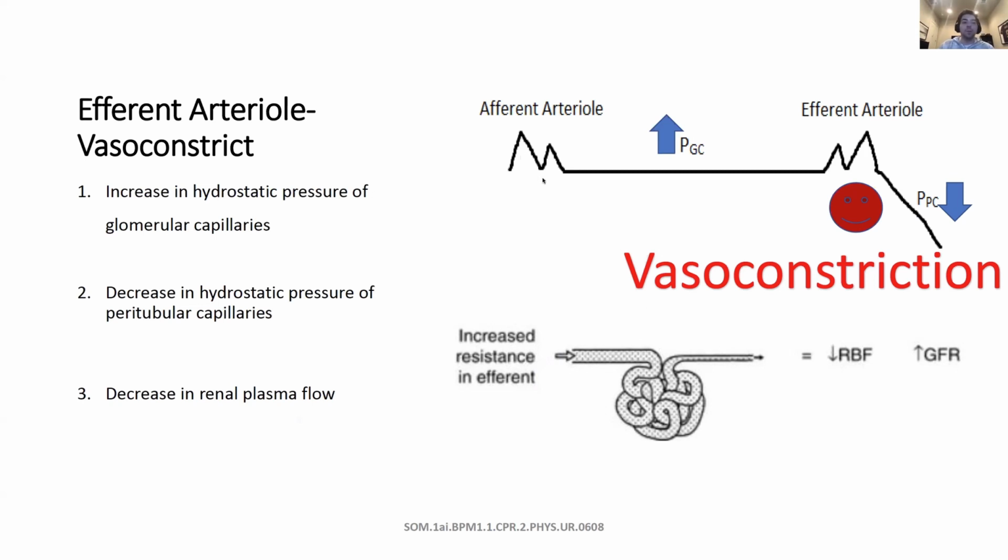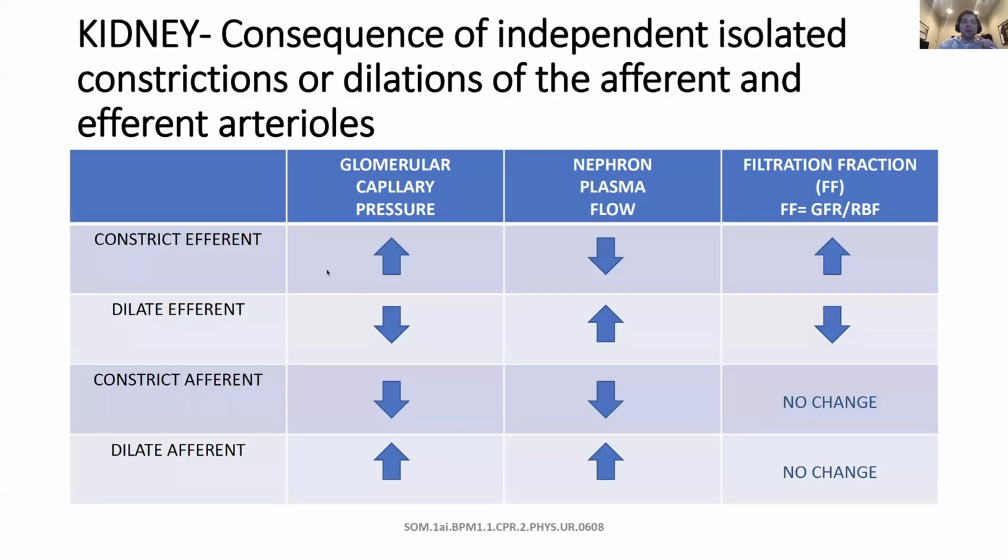So if the kidney wants to filter more to get rid of fluid, to get rid of the solutes, it's going to constrict the efferent arteriole. So what I would do, I would try to go through this slide and make sure you understand it in regards to this equation, right? Specifically the efferent. So if we constrict the efferent, you're going to decrease plasma flow, increase the pressure. Therefore, you get an increased filtration fraction.